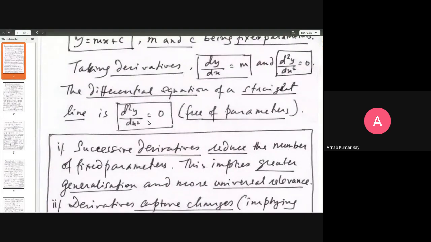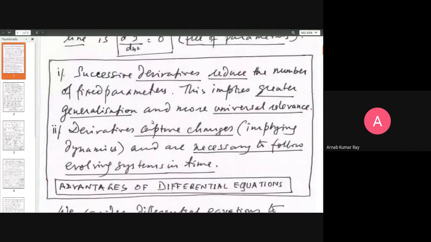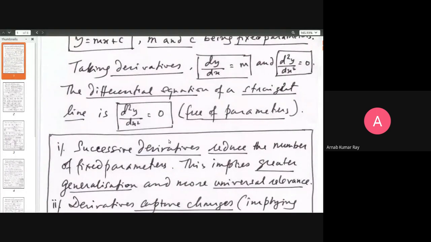Therefore, this representation is a more general representation. It is more universal, right? And the second thing is that when you write something in terms of a differential equation, it contains a derivative.